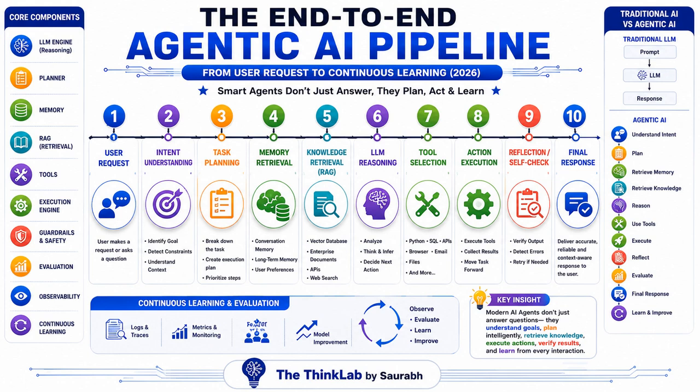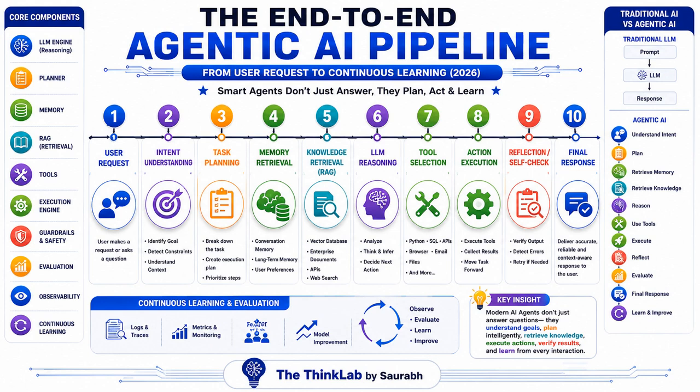Now we are going to compare the traditional LLM versus agentic AI. So let's try to compare it. A traditional LLM follows a very simple workflow: prompt, reason, and response. That is the only part in a traditional LLM. An agentic AI system follows a much richer process. It first tries to understand, then plans, then remembers, retrieves, reasons, uses tools, then executes the process. And each part is reflected on, evaluated, and learned from. This intelligence is what enables AI agents to automate real business workflows.